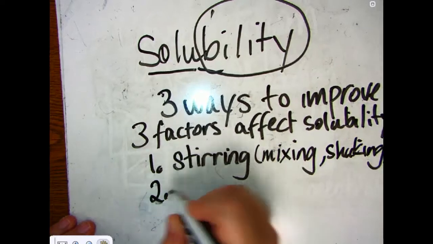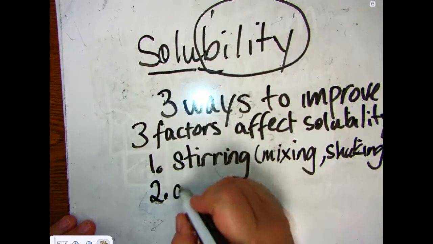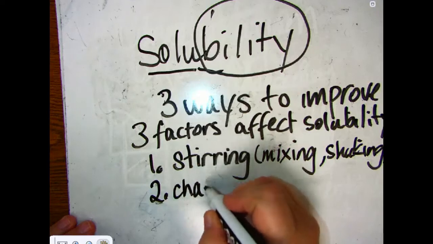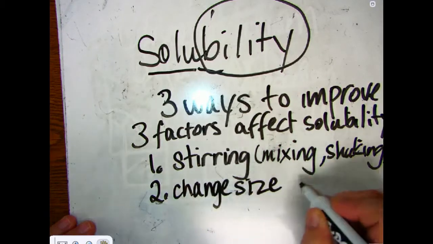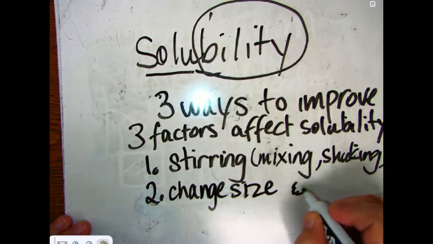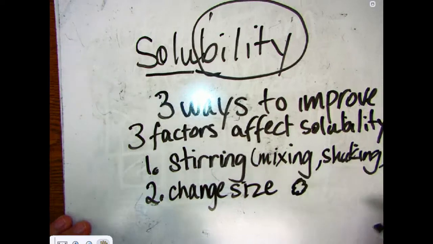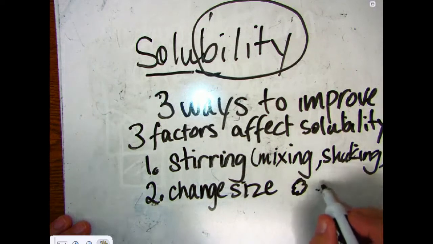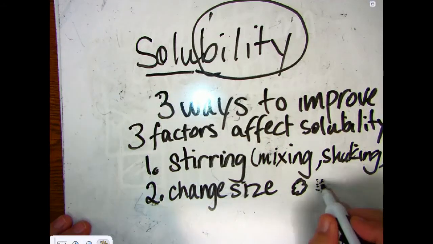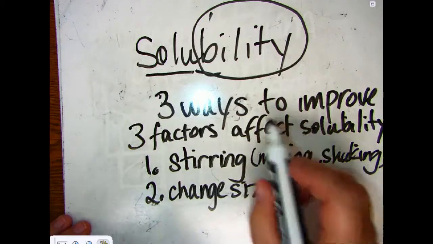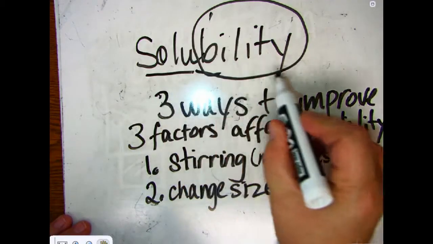The second thing is when you change the size of the solute. And don't forget, when we had a chunky piece of Kool-Aid versus powdery Kool-Aid, the powdery one will dissolve easier. So if you decrease the size of the solute, it will dissolve better or have better solubility.